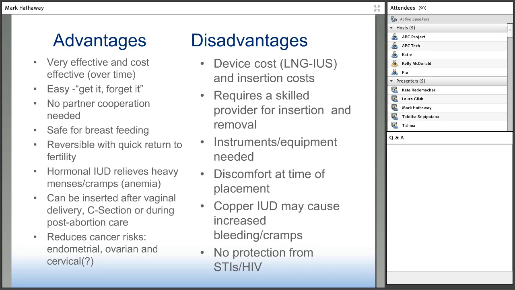They also are known to reduce some cancer risks, in particular endometrial and ovarian cancer. And there are some recent studies that show it probably has an impact on reducing cervical cancer risk.